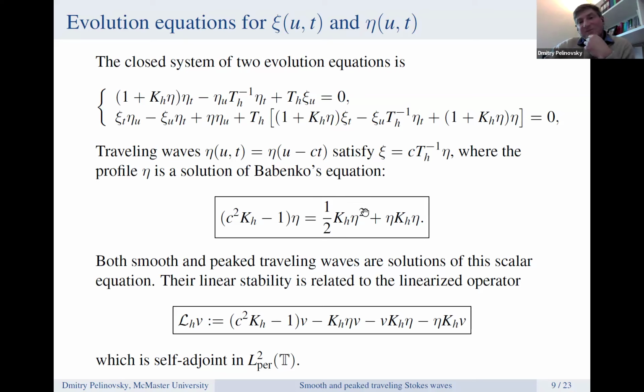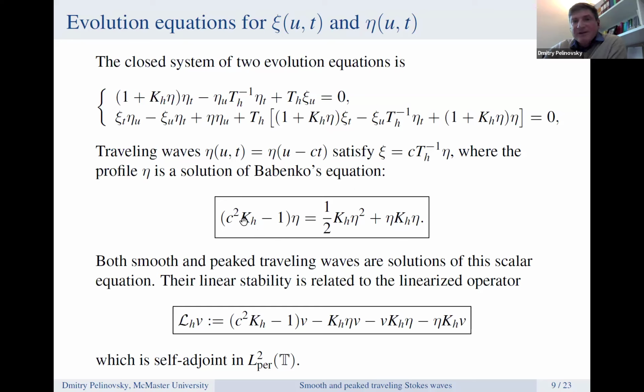I like the form of the Babenko equation in this way: the left-hand side is just a linear, self-adjoint operator, and the right-hand side is just a quadratic non-local operator expressed by the same K. And the problem is Hamiltonian, so it can be formulated from the least action principle, from the variational derivative of the energy function. If we want to study existence, then we need to solve this equation, and both smooth and peaked traveling waves are supposed to give us profiles satisfying this equation.